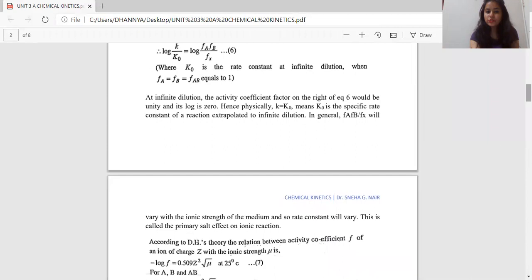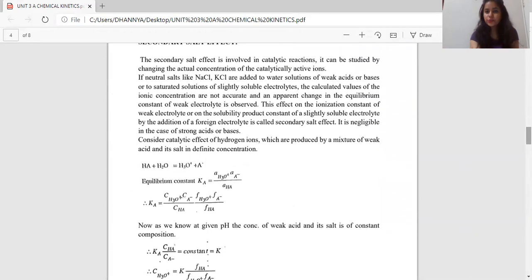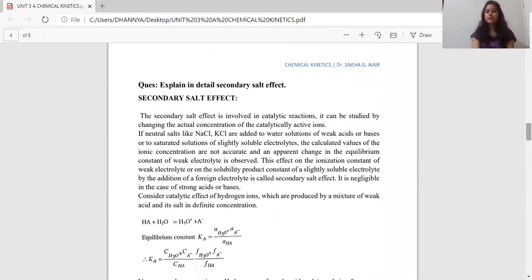This entire equation is called the primary salt effect, which is dependent only on the ionic strength of the reactions. And we have already discussed that ionic strength is a measure of the concentration of the ions that are reacting for a reaction to take place. Now, let us consider what the secondary salt effect is. Secondary salt effect is when the actual concentration changes for some reason, which results in the formation of a secondary salt effect in the reaction.